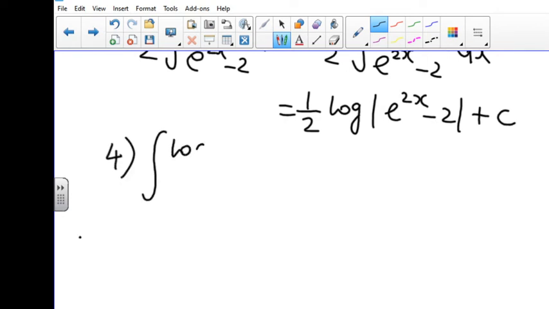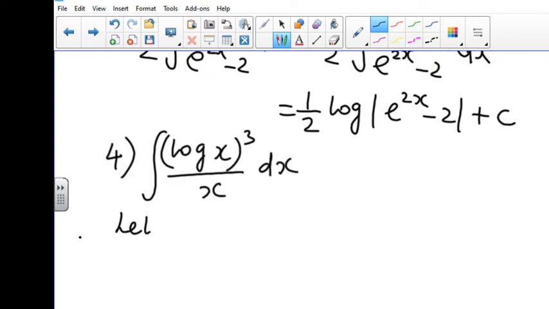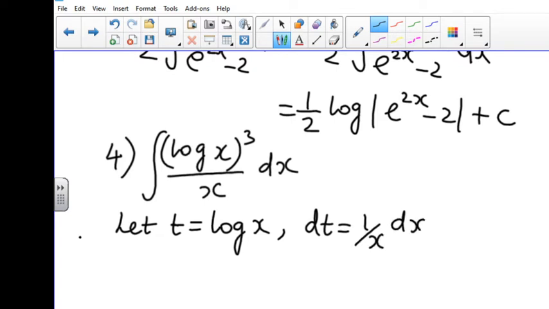Integral of (log x) the whole cube divided by x into dx. So here, let us take t is equal to log x. What is dt? Differentiating on both sides, dt is equal to 1 by x dx.